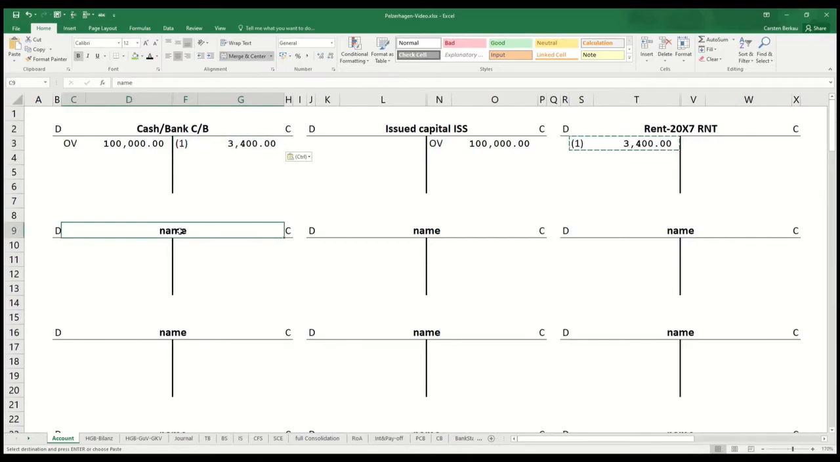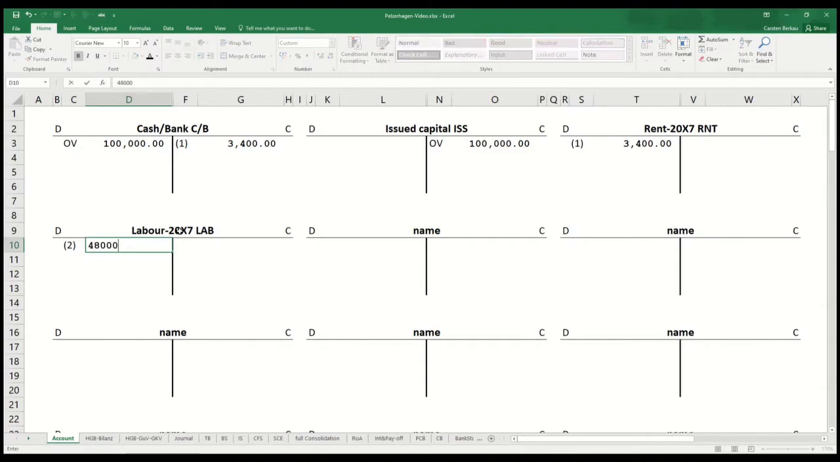Now the bookkeeping entry for labor looks very similar. So we create the account 2007 Lima Alpha Bravo, and the bookkeeping entry number 2 is recorded on the debit side, as this one is an expense. The amount here is 48,000. The amount is paid, and that means we have to credit the cash bank account.